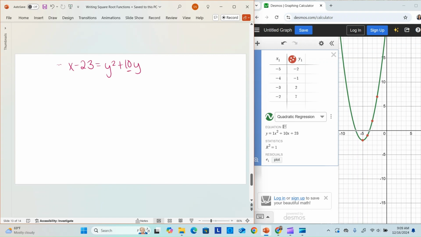Now I need to take this 10. I'm going to do 10 divided by 2, and then I'm going to square it. 10 divided by 2 is 5. 5 squared is equal to 25. So I'm going to go ahead and add 25 to both sides. When I do that, I get x minus 23 plus 25 gives me plus 2. So I have x plus 2 equals y squared plus 10y plus 25.